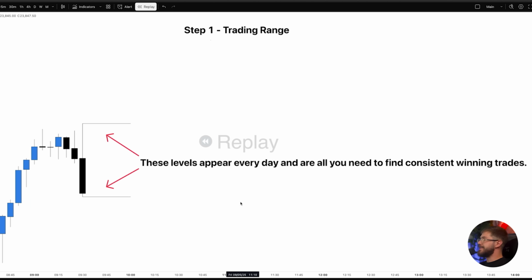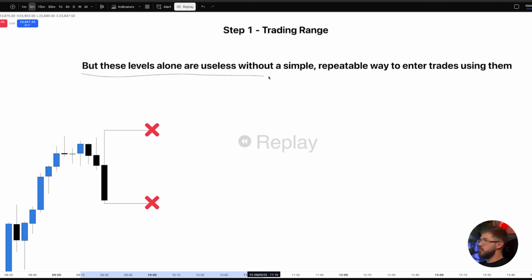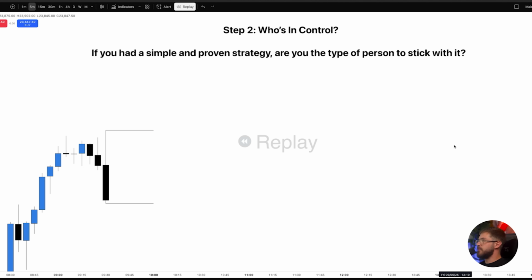And the best part is these levels appear every single day and they're all you need in order to find consistent winning trades. But I want to be very clear. These levels alone are useless unless you have a simple and repeatable way to enter trades using them. Because understanding what levels and the range you need to trade from doesn't matter if you can't consistently enter trades. And this brings us to step 2 of the strategy, which is how we figure out who's in control.